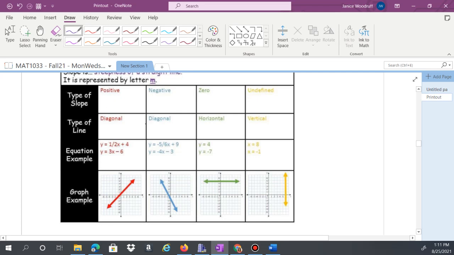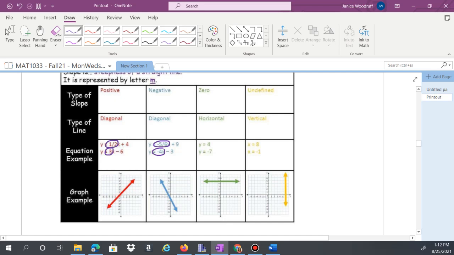A positive and a negative slope, those are both going to be diagonal lines. If I look at this graph of a positive slope, left to right, it's going up. Another indication is if I look at the numbers in front of x, they're both positive. Okay, so the positive values give you a slope that's going in a positive direction. Negative, same thing. So if I go left to right here, this is going down. And then you also have a negative value in front of your x's for your slope.